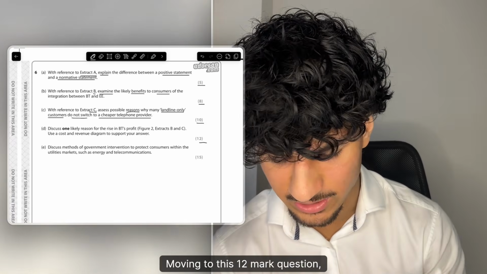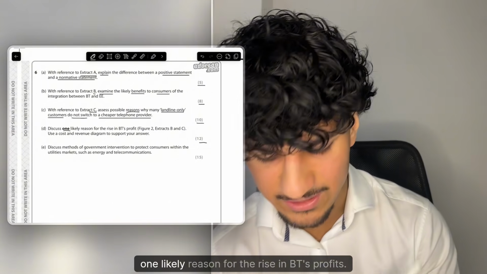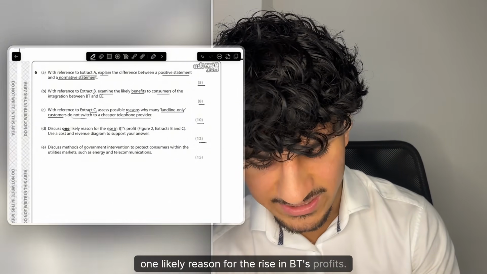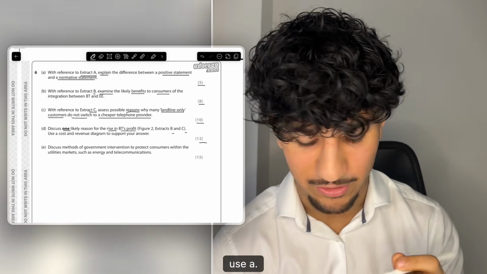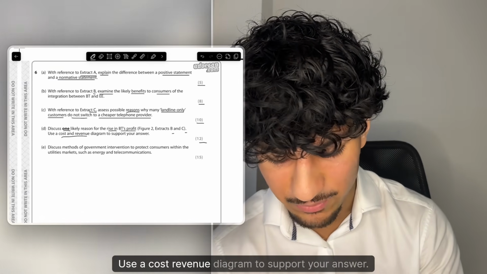Moving on to this 12-mark question. Discuss one likely reason for the rise in BT's profits. Using figure 2, extract B and C, and this is a good question, use a cost revenue diagram to support your answer.